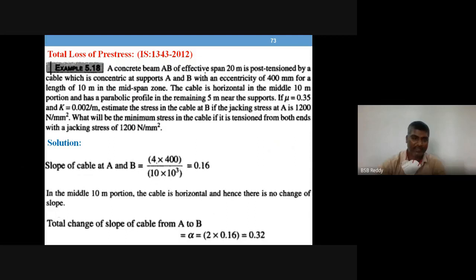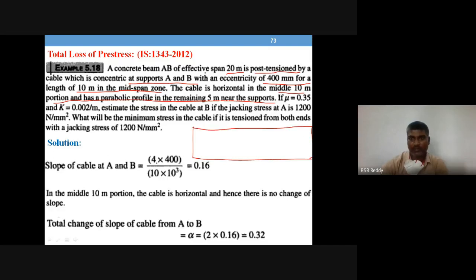Right. Going for the next example, a concrete beam AB of span 20 meters is post tensioned by a cable which is concentric at supports A and B, at an eccentricity 400 mm for a length of 10 meters in the mid-span zone. The cable is horizontal in the middle 10 meters portion, has a parabolic profile in the remaining 5 meters near the supports. This is another way of providing the cable.